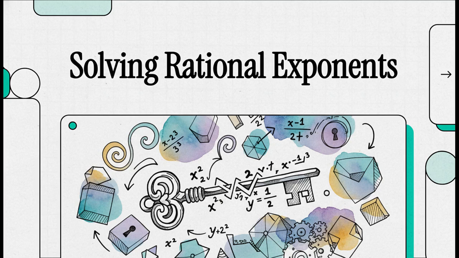Hey everyone, and welcome. Today we're going to jump in and solve some algebra problems that can look a little wild at first glance. We're talking about equations with those fractional exponents. But I promise you, by the end of this, you'll have the master key to unlock them. Let's get right into it.